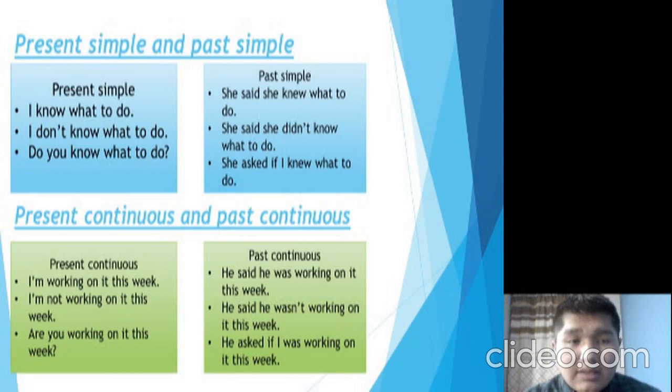Examples: the present continuous and past continuous. Present continuous: I am working on it this week. I am not working on it this week. Are you working on it this week? Past continuous: he said he was working on it this week. He said he wasn't working on it this week. He asked if I was working on it this week.